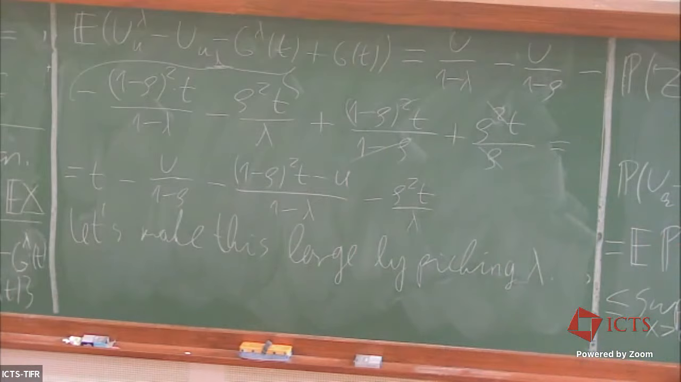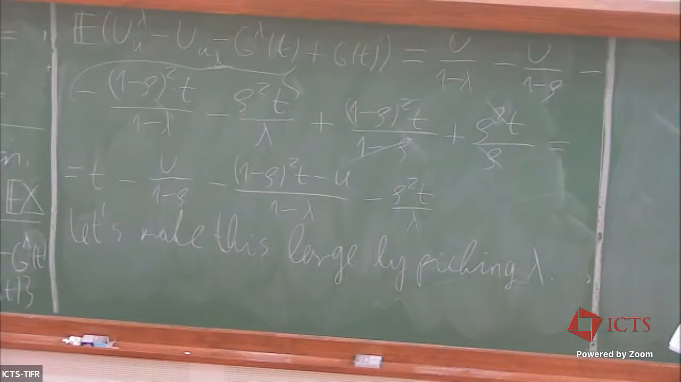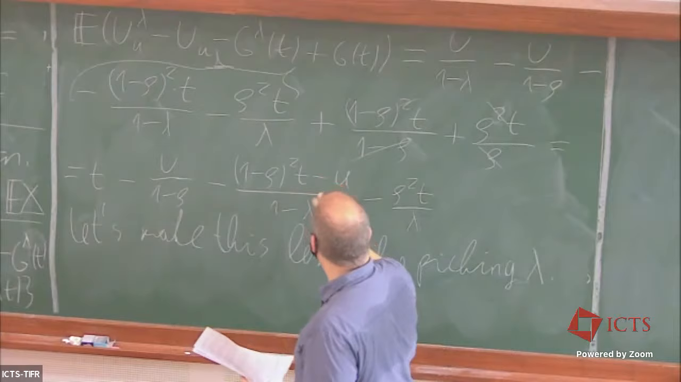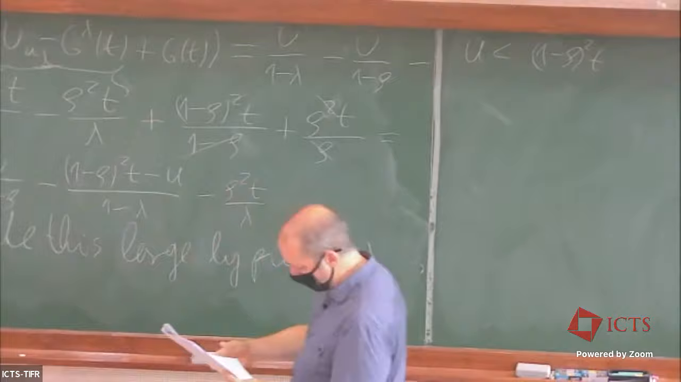That's the idea. So lambda is completely arbitrary. At this point, I'm free to pick lambda, other than it has to be bigger than rho. Let's pick this lambda in a way that's optimizing, that's making this expectation as large as possible. And it's clearly okay. U is gonna be smaller than (1 minus rho) squared t, so that this term is positive. In fact, later on, I think I'm gonna make it smaller than 3/4 of that.